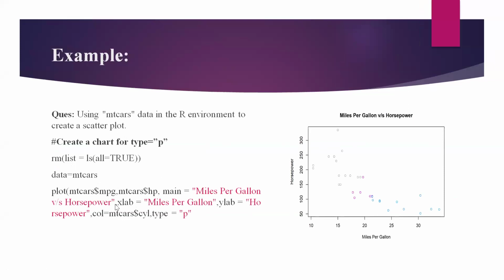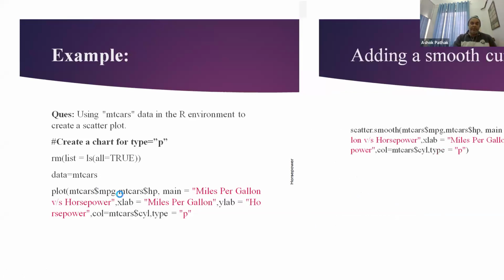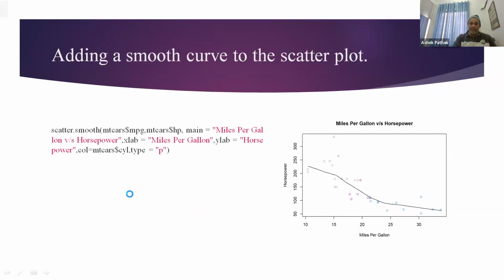Yes, sir, continue. So this is a huge data set, so we are only taking two variables, two columns of this data set. So mtcars, this is mpg, so this will give you the mpg value, and this is the hp value. Just we are taking the first component as the X variable, and the second component as the Y variable.